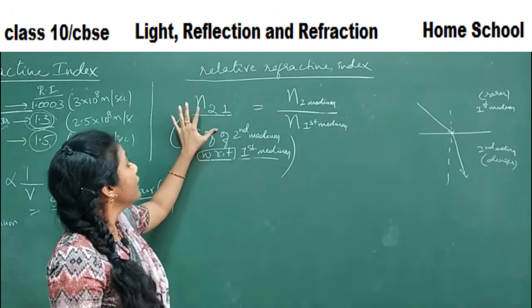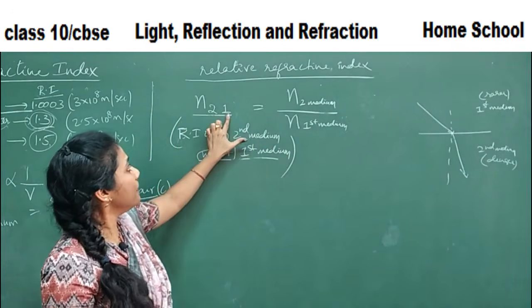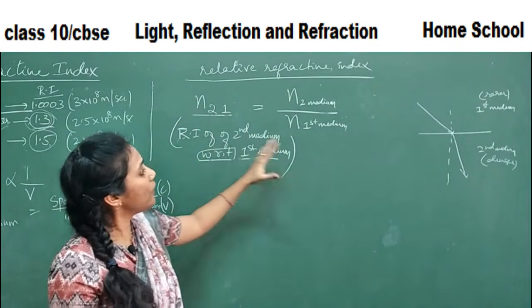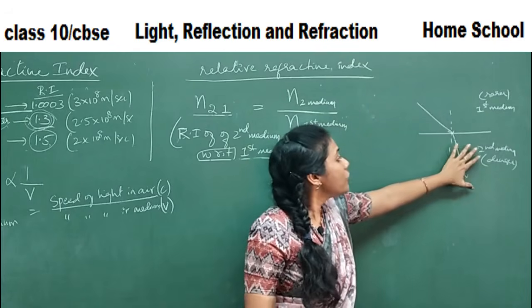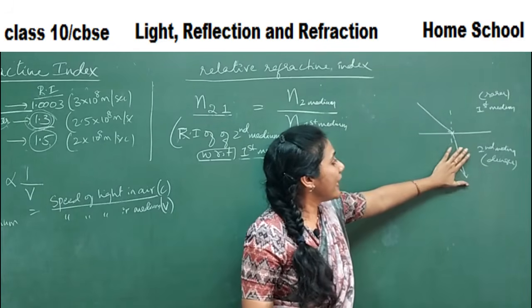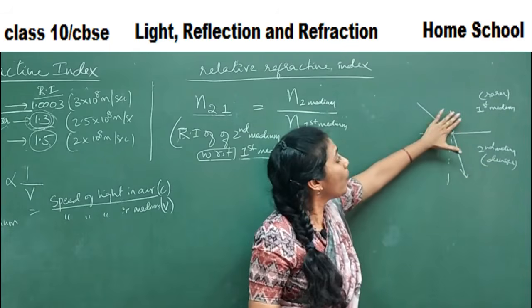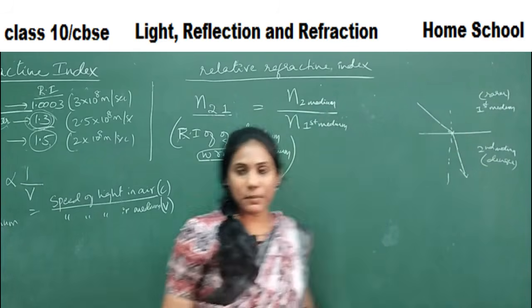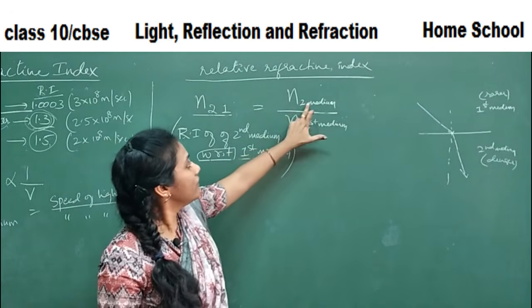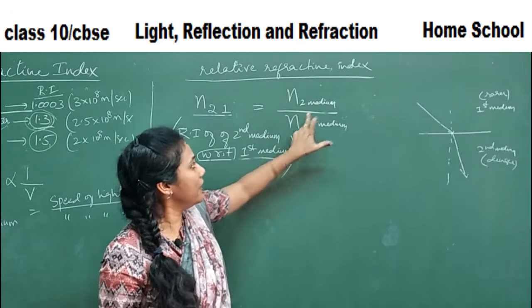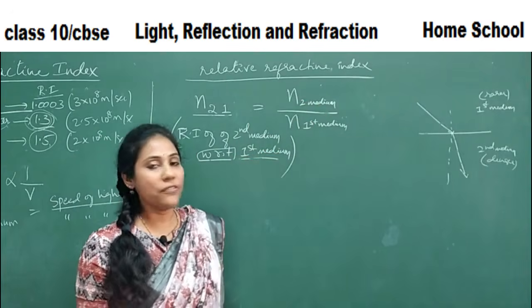Clear everybody? So whenever I write N21, what does it mean? The refractive index of the second medium. Bending of light is in the second medium only. So this medium's refractive index I am comparing with the refractive index of the first medium. Clear? So what you have to write: N2, the refractive index of the second medium, divided by N1, the refractive index of the first medium.